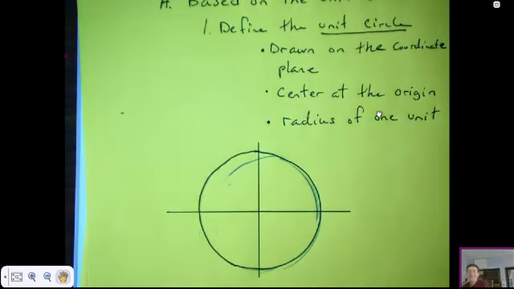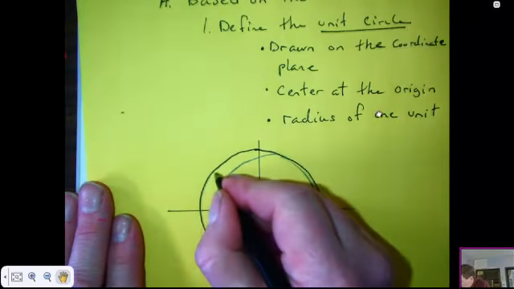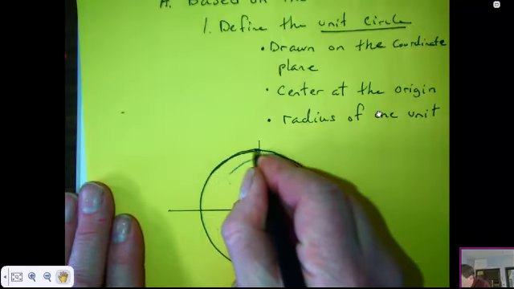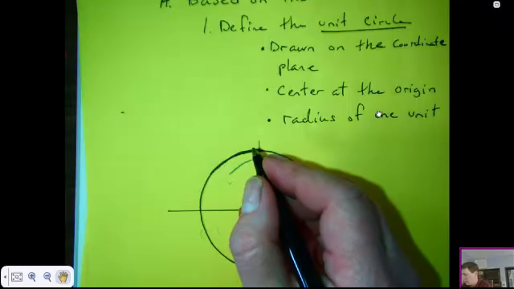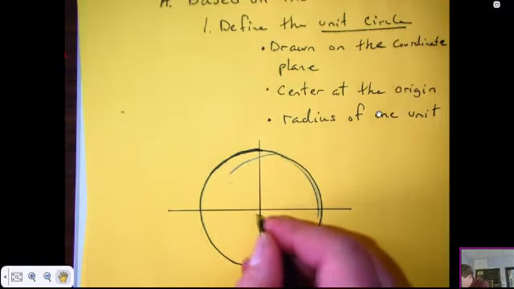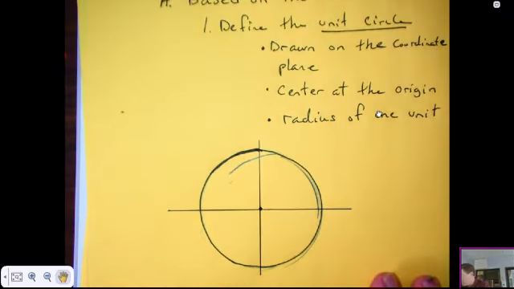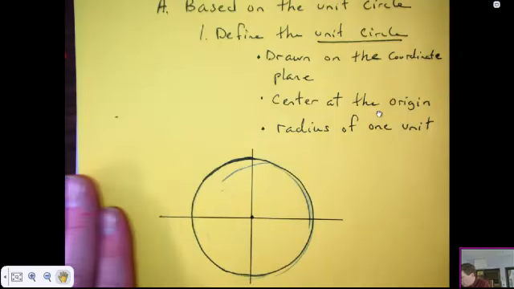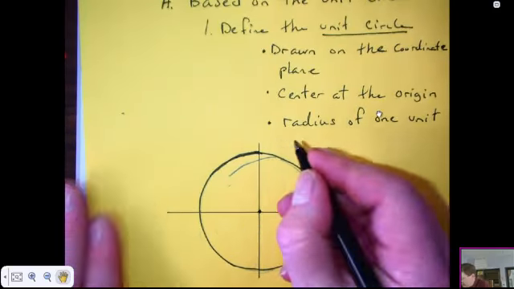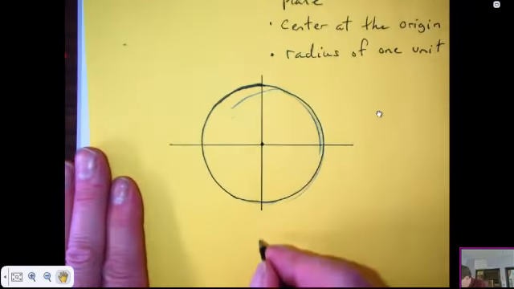Alright, so we have to draw that circle. It's based on a unit circle. So here's the center. Okay, now let's draw an angle in standard position. So we're going to have the angle in standard position.